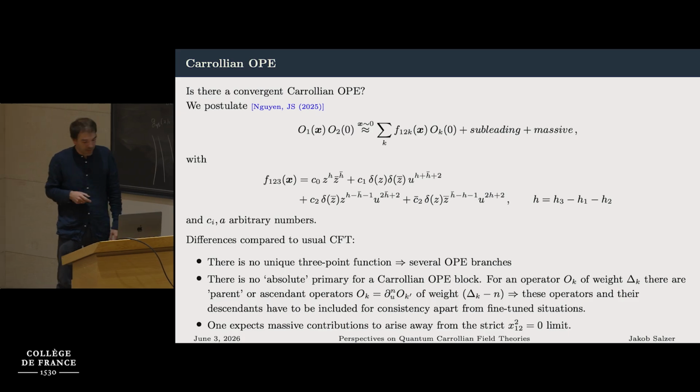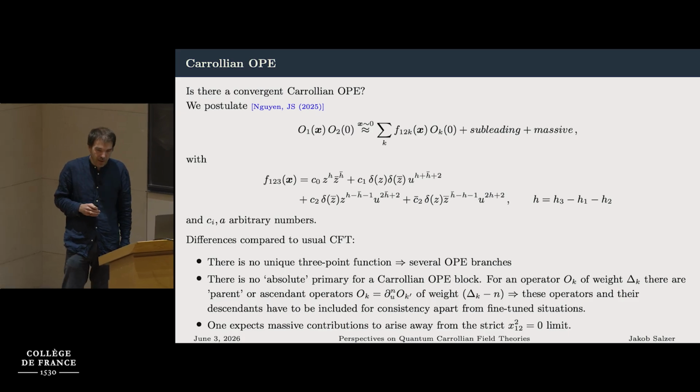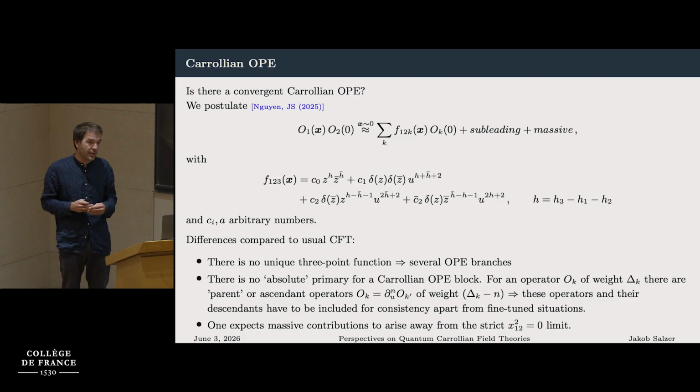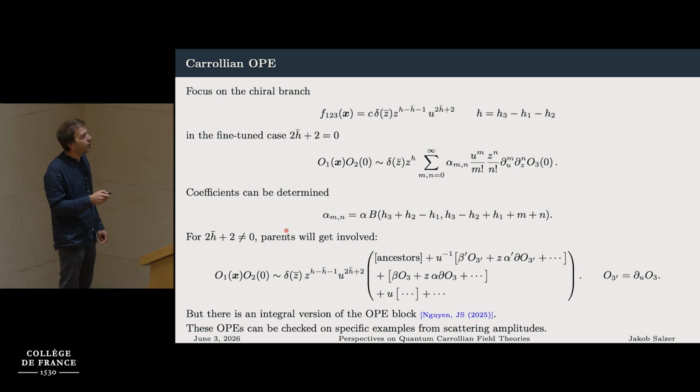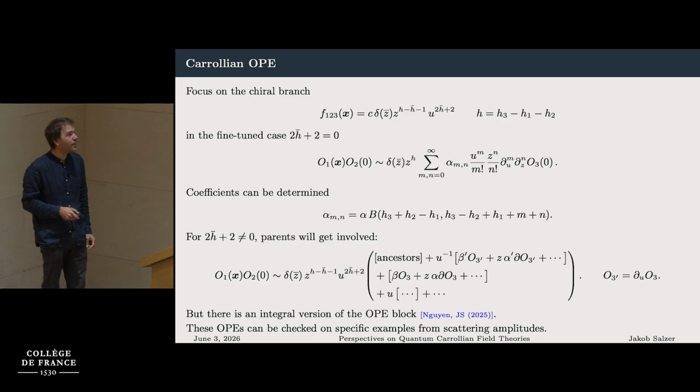But you can construct them as an indecomposable representation of the Poincare algebra. Let me give you some formulas, focusing on this chiral branch here. Suppose we have two operators with weights H1 and H2 fusing into an operator H3. And we assume that they have a leading OPE structure of this chiral type.